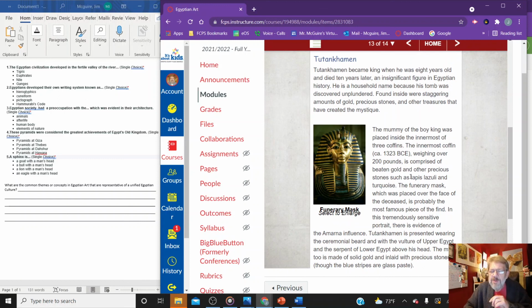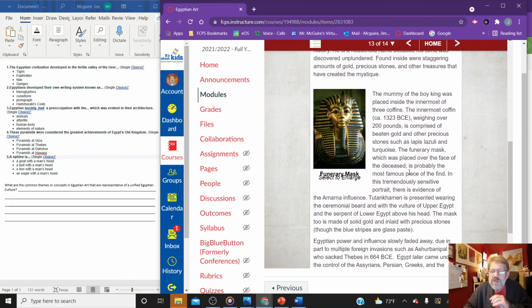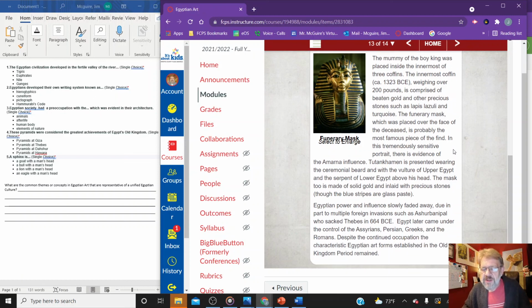Goodness only knows. The mummy of the boy king was placed inside the innermost of 3 coffins. The innermost coffin, weighing over 200 pounds, was comprised of beaten gold and other precious stones such as lapis lazuli and turquoise. The funerary mask, which was placed over the face of the deceased, is probably the most famous piece of the find. In this tremendously sensitive portrait, there is evidence of the Amarna influence. Tutankhamun is presented wearing the ceremonial beard, with the vulture of Upper Egypt and the serpent of Lower Egypt above his head. The mask, too, is made of solid gold and inlaid with precious stones.